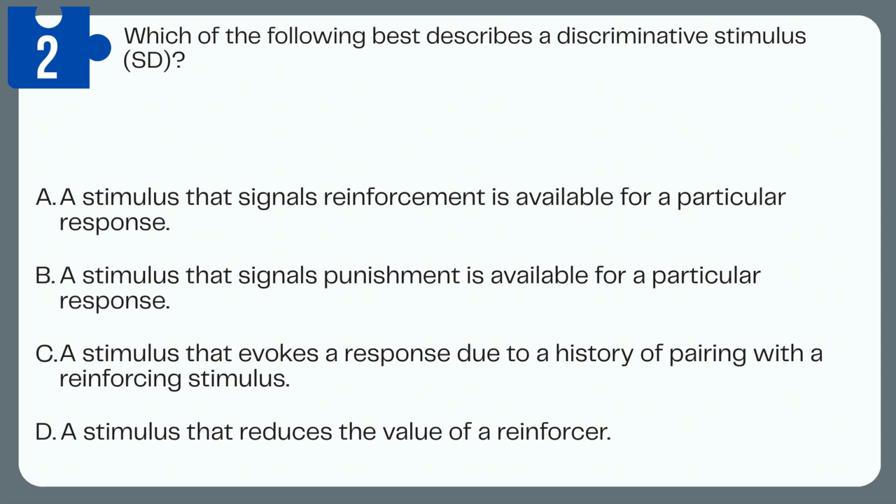Question 2. Which of the following best describes a discriminative stimulus, or SD? A. A stimulus that signals reinforcement is available for a particular response. B. A stimulus that signals punishment is available for a particular response. C. A stimulus that evokes a response due to a history of pairing with a reinforcing stimulus. D. A stimulus that reduces the value of a reinforcer.